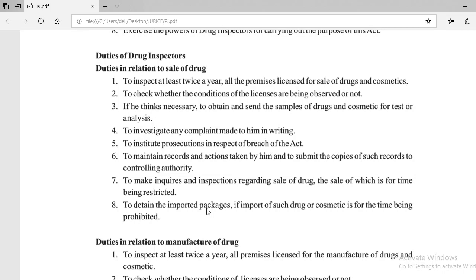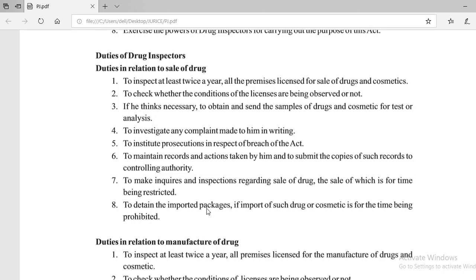This is simple, that the drug inspector has to maintain a record of whatever he is doing, and he has to report to the authorities that yes, I have searched these premises, I have analyzed these samples, I have taken samples from this XYZ shop, and I suspect ABC shop as they are doing illegal business. Likewise, he has to write everything and report to the controlling authorities.